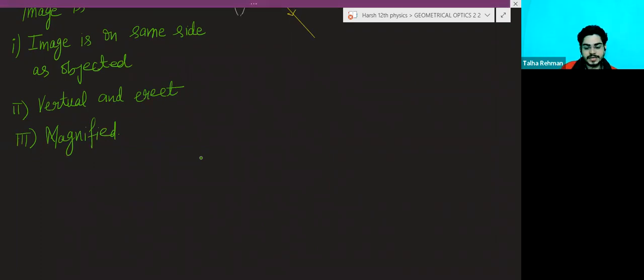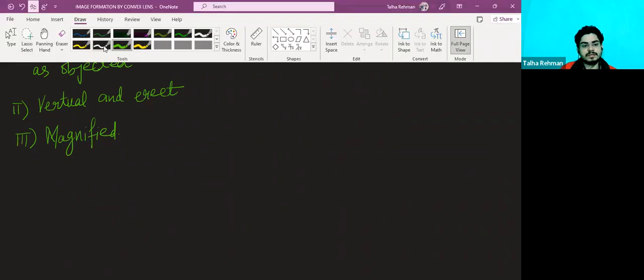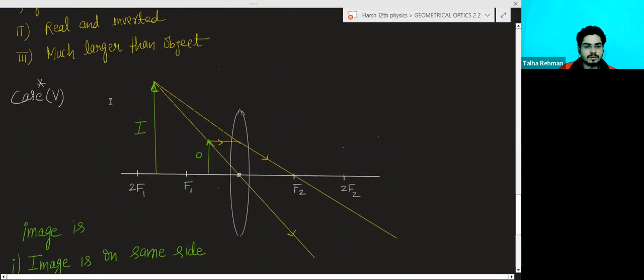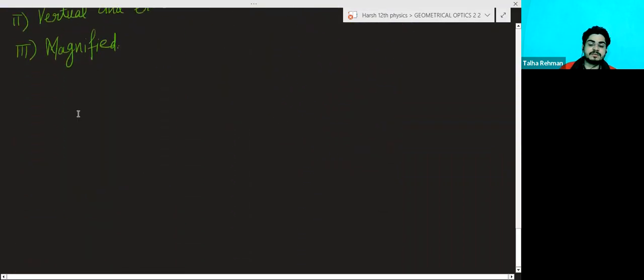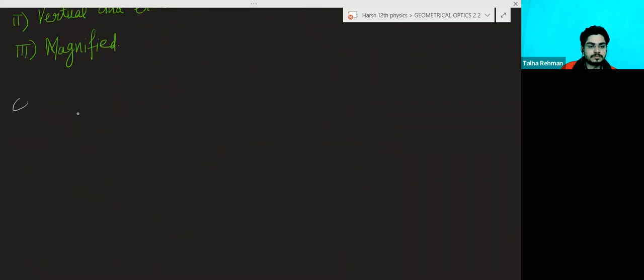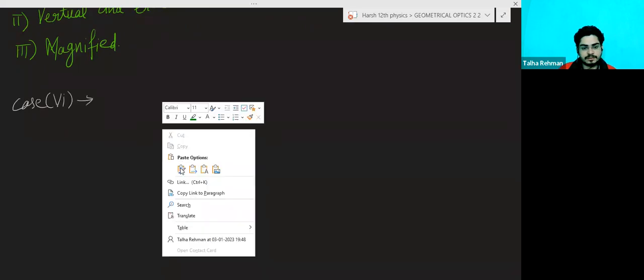Now the last case, we have case number 6. Case number 6 means when the object is placed at infinity.